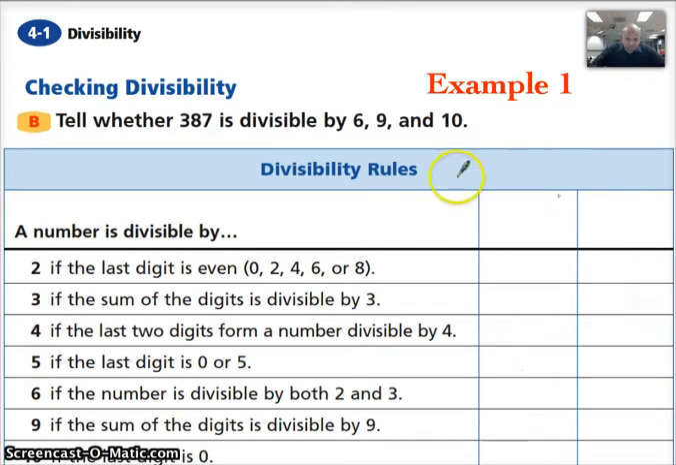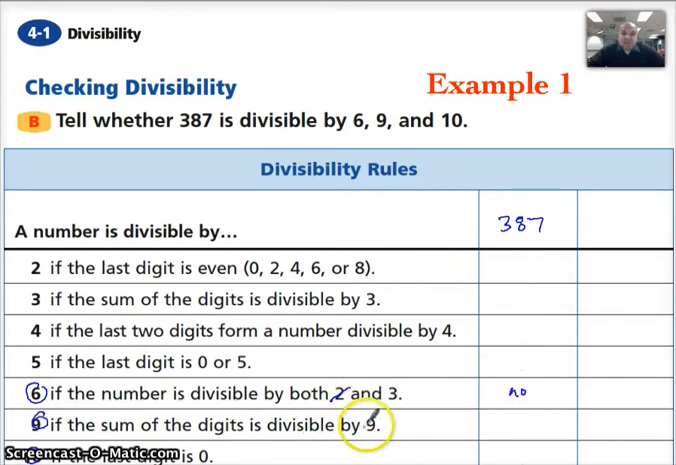Second example, here we have the number 387. They want us to take a look at 387 at the 6, 9, and 10 factors, or possible factors. So if the number is divisible by both 2 and 3, well, is this an even number? And no, it's not an even number. So since it cannot be divisible by 2, it's not divisible by 6. So I'm going to go ahead and write a no.